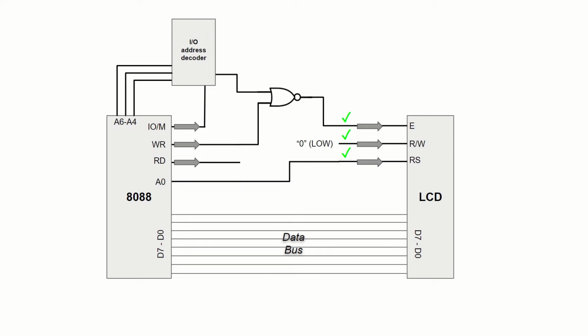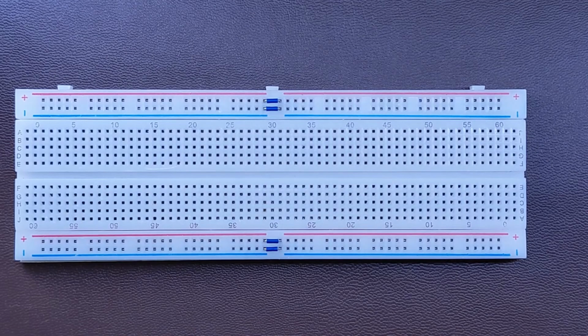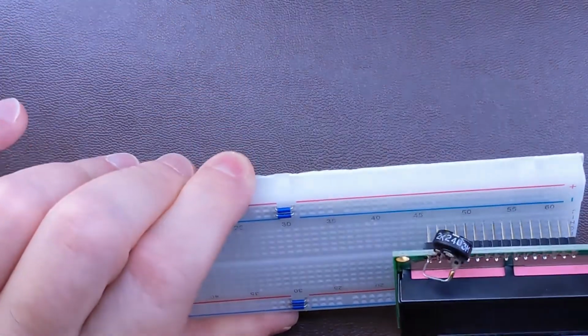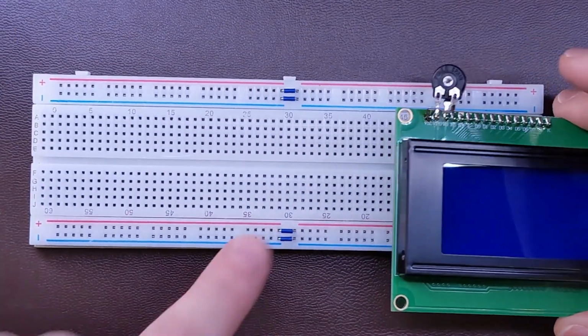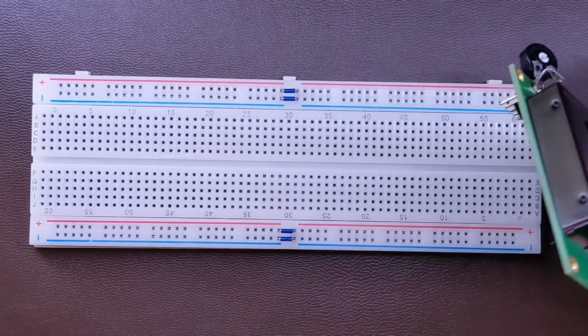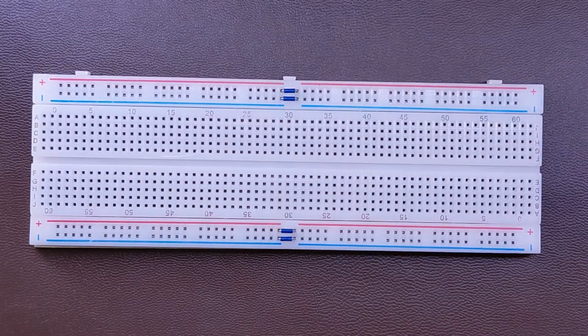Let's build this on our breadboards. Actually, I'm going to use this new breadboard for our LCD. I'm going to put it just on this edge on the right-hand side, like that. But obviously, I need to do the wiring under this before I put it on the breadboard.